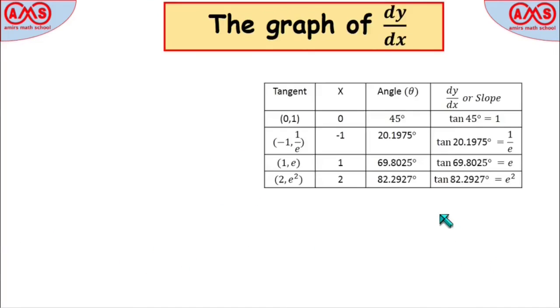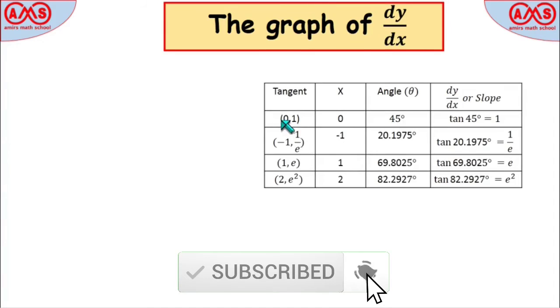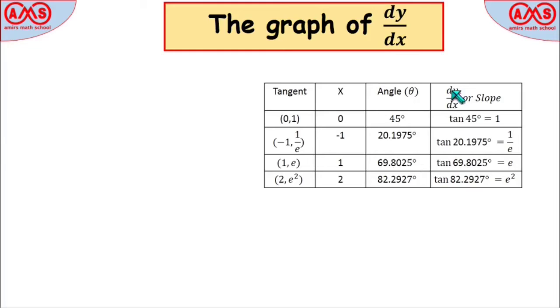Let's see. This is the table we already got from the previous part. At 0, 1, the value of x is 0, the angle is 45 degree, so the value of dy by dx, or the slope of the tangent, is 1. At minus 1, 1 by e, the value of x is minus 1, the angle is 20.1975 degree, and the value of dy by dx, the slope of the tangent, is 1 by e. Similarly, at point 1, the value of the slope of tangent is e. At point 2, the value of the slope of the tangent is e square.